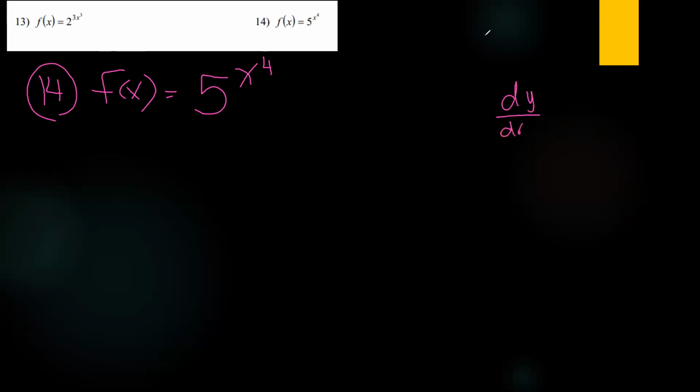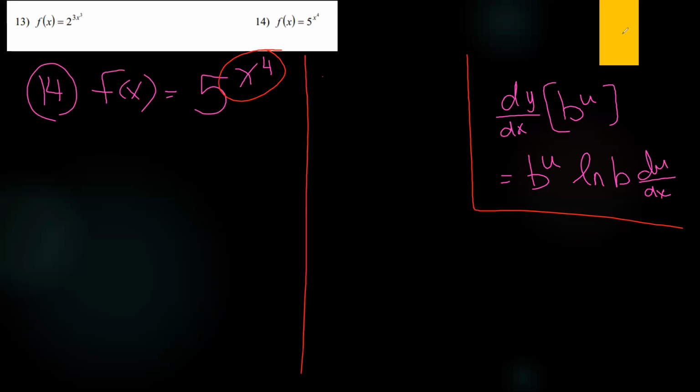Now, let's do number 14. In number 14 here, we have f of x equals 5 to the power x to the power 4. So here, this is an exponential function with a base of a number, with a base of 5. Let's remember that if you want to find the derivative of b to the power u, it will be b to the power u times ln b times du over dx. So I need to find u and du over dx. Now let's come back here. This is u.